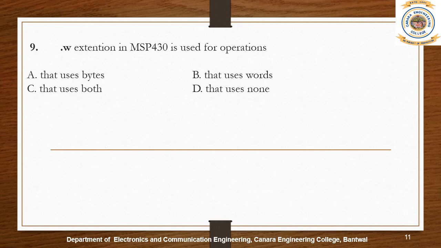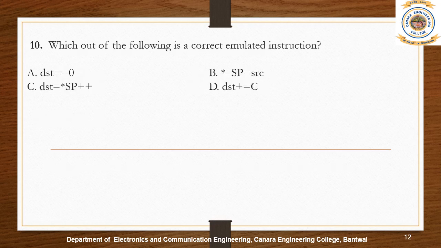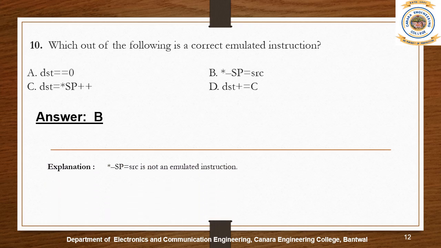The length of instructions in case of MSP430 can be defined in different ways. For example, .w for word, .b for byte, and so on, based on which the byte size of instruction can be optimized. The emulated instructions in MSP430 have a standard syntax in the way they can be represented. In this particular example, A, C, and D have proper syntax, whereas star underscore SP equal to source is not an emulated instruction.